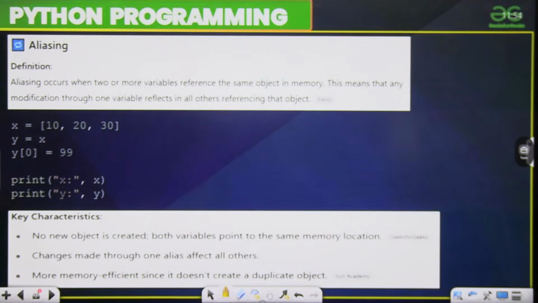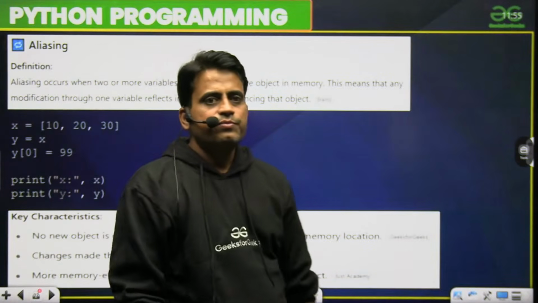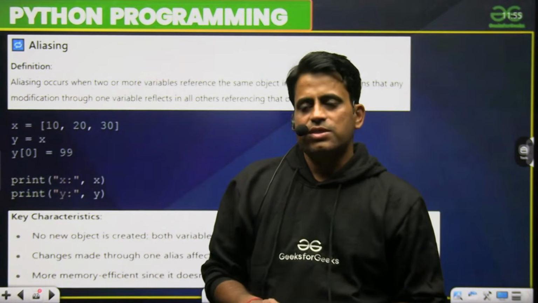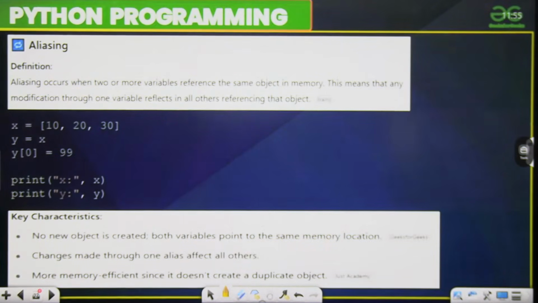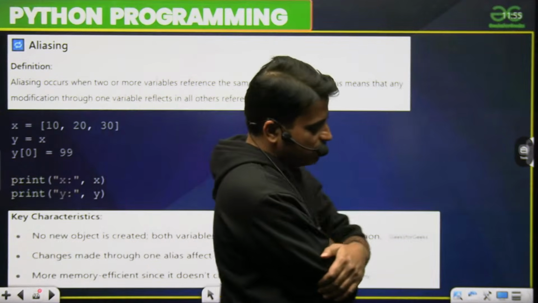Now come to list aliasing, cloning, shallow copy, and deep copy concepts. What is list aliasing? Aliasing occurs when two or more variables reference the same object in memory. This means that any modification through one variable is reflected in all other references to that object.